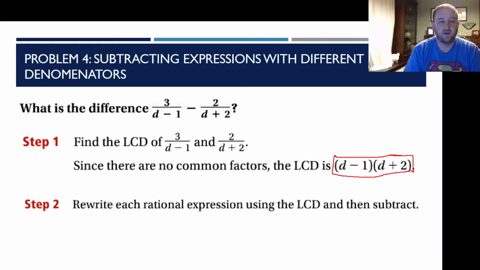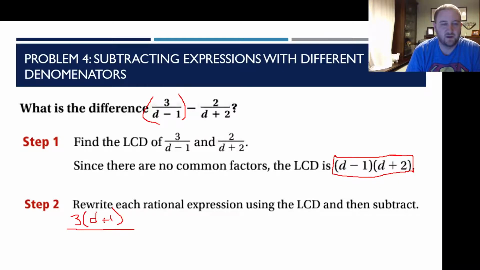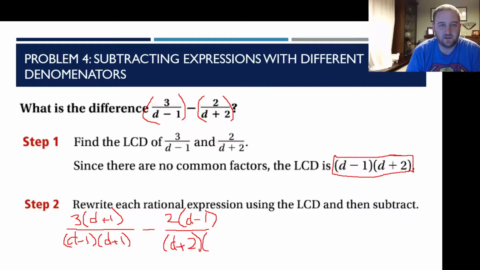Okay? Rewrite each rational expression using the LCD and then subtract. So for this first fraction, we're going to multiply it times d plus 2 on top and bottom. So 3 times d plus 2 over d minus 1 times d plus 2. And then that's subtracting. Now this one is going to be times d minus 1. So it's going to be 2 times d minus 1, and then it's going to be d plus 2 times d minus 1.